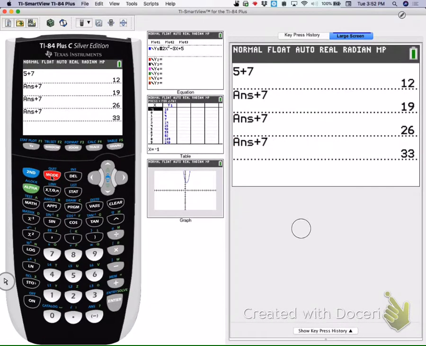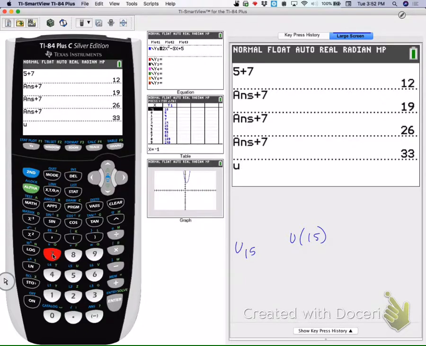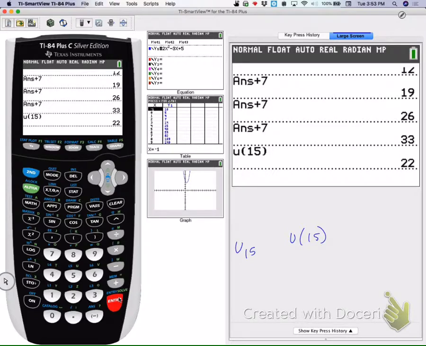If I want to know what U of 15 is, U sub 15, in my calculator, I'm going to do this. So to get the U button, you're going to hit second, and you're going to hit the number 7. Now there is a U someplace else, but it's not the same U. There's a U above the 5, but you need this U. And then type in 15, and it's going to spit out 22. That is the 15th term. Okay, so that's kind of cool. You can also go to your table.